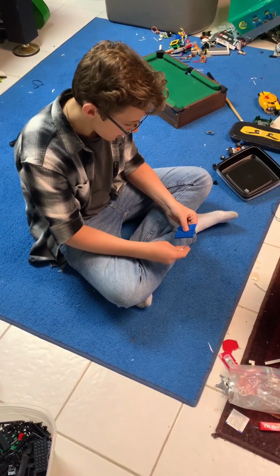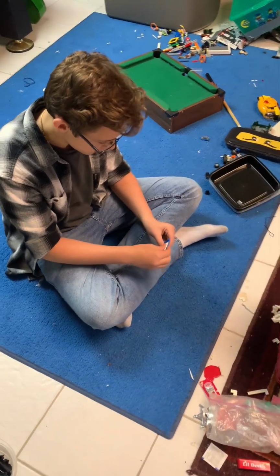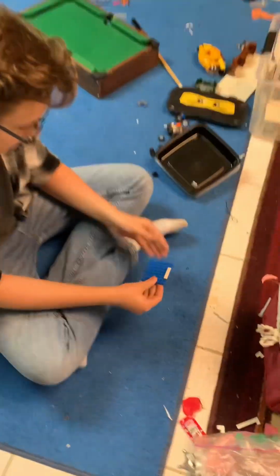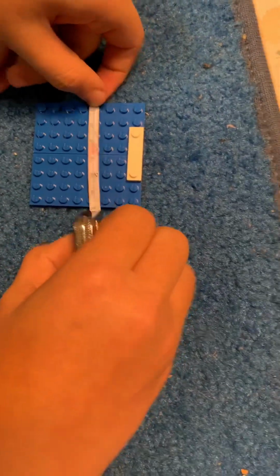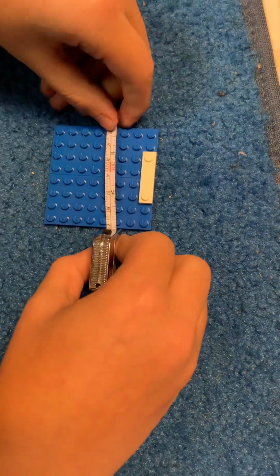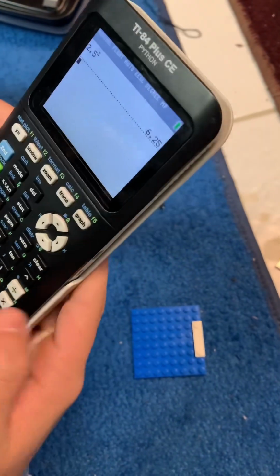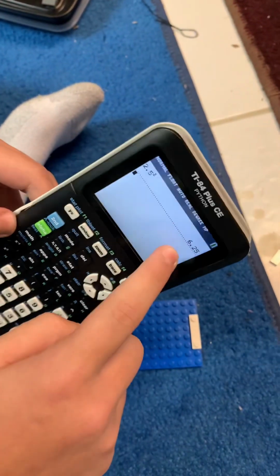Wow, that's a square. It's about 2.5 inches, so you have to do 2.5 to the second power, and you get 6.25.